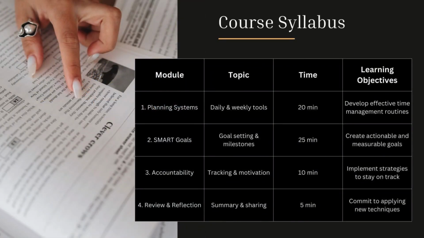Course Syllabus. Module, Topic, Time, Learning Objectives. 1. Planning Systems, Daily and Weekly Tools, 20 minutes: develop effective time management routines. 2. SMART Goals, Goal Setting and Milestones, 25 minutes: create actionable and measurable goals. 3. Accountability, Tracking and Motivation, 10 minutes: implement strategies to stay on track. 4. Review and Reflection, Summary and Sharing, 5 minutes: commit to applying new techniques.